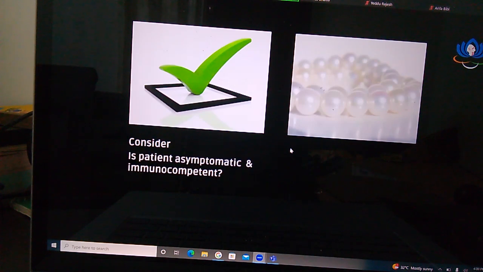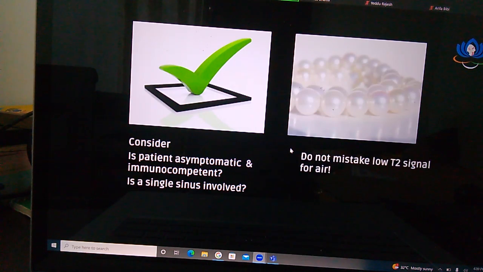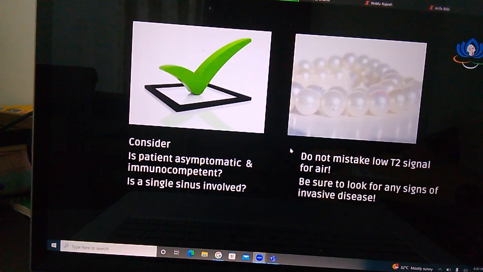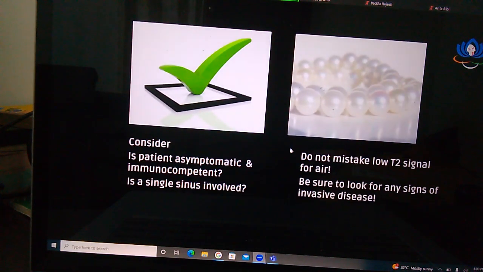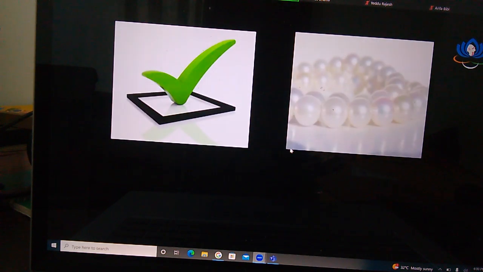So whenever complications are there, we have to ask some questions. Is the patient asymptomatic and immunocompetent? Is a single sinus involved? If you have done an MRI, do not mistake low T2 signal for air, because sometimes fungus also can mimic air. We should be careful, and we should be sure of looking for any signs of invasive disease in all these patients.